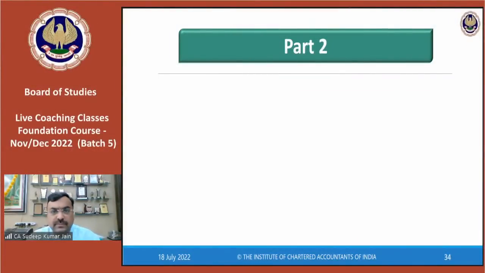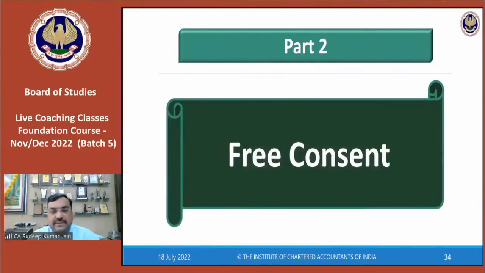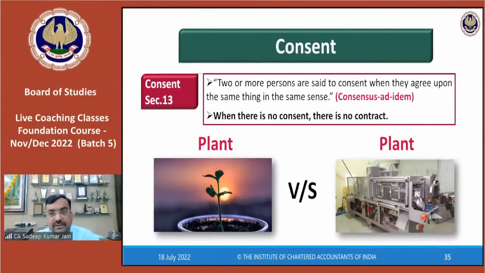Okay, welcome back बच्चों. Now we start the second part, free consent. So first we have to understand the meaning of consent and then the meaning of free consent. Consent, Section 13. Section 13 says two or more persons are said to consent when they agree upon the same thing in the same sense, and that is called consensus ad idem. When there is no consent, there is no contract.